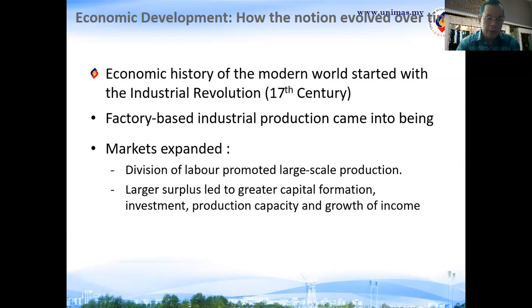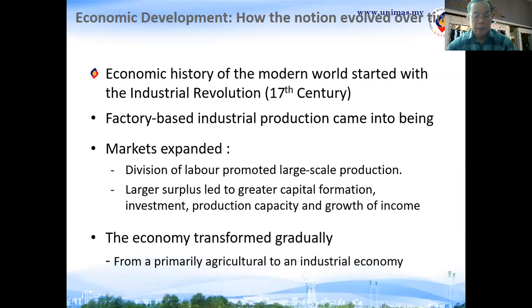also because of that, there was a larger surplus of goods and also services, leading to greater capital accumulation, or in other words, more money earned from the goods that are produced in the factory. And besides that, there was also an increase in investment in production capacity, as well as, at the end of the day, growth in the income of the country. Okay. So the economy was gradually transformed from primarily agriculture to an industrial economy.